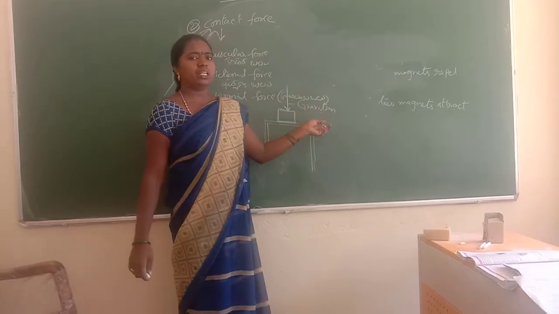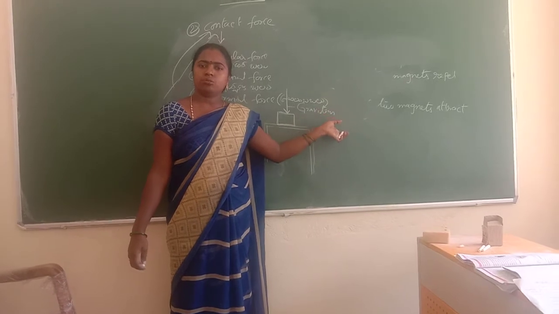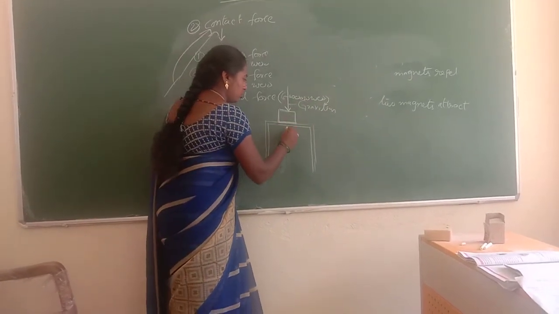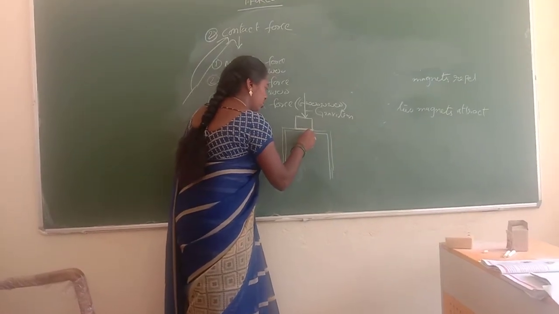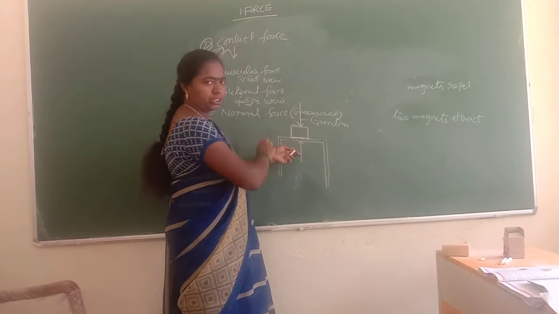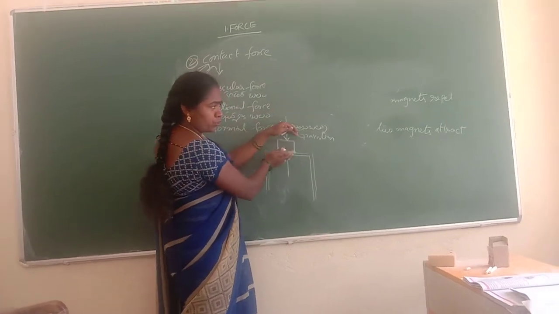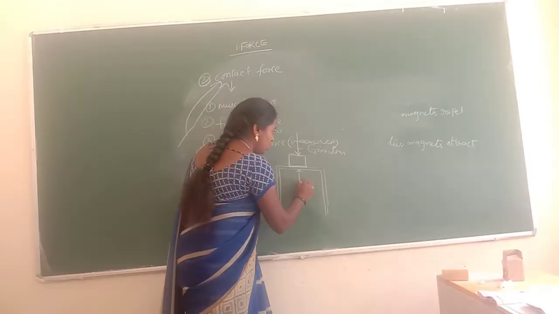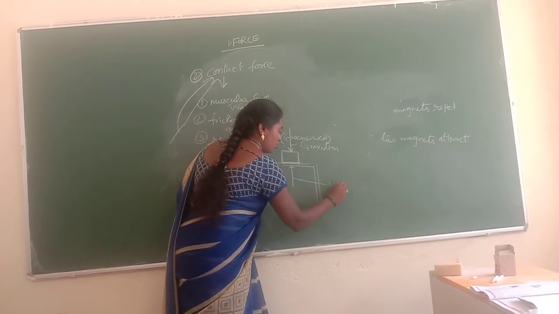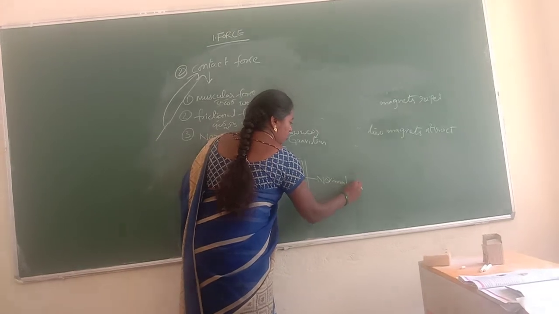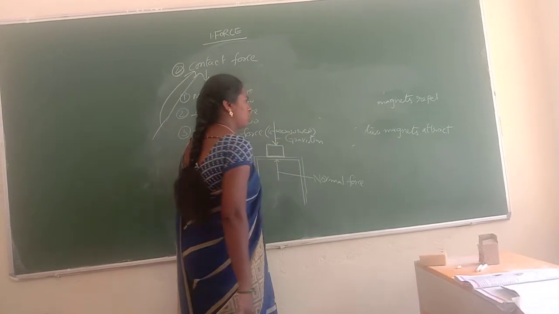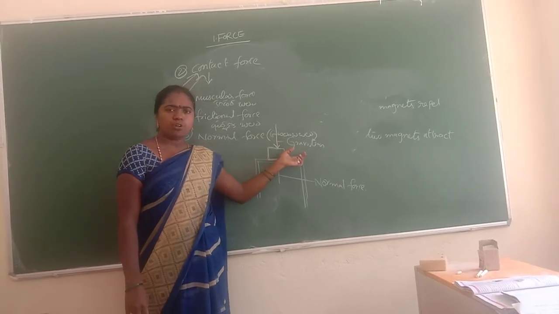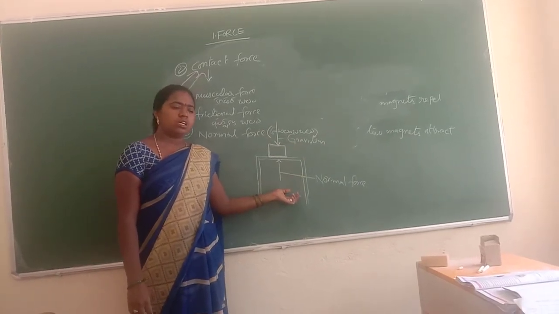Always downward direction. And at that same time, in the upward direction, one force is acting on that body. That body is at rest. That force is normal force. So, how many forces are acting on the body? Two forces. Gravitational force and normal force.